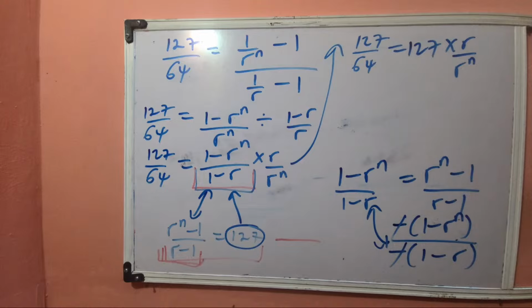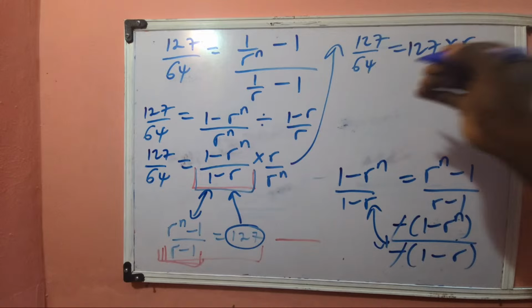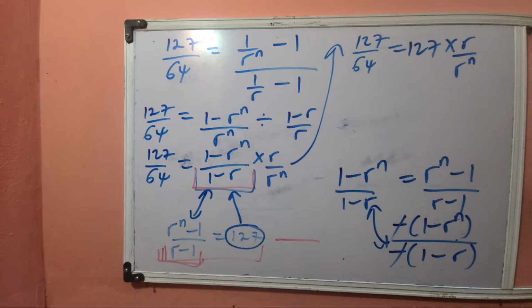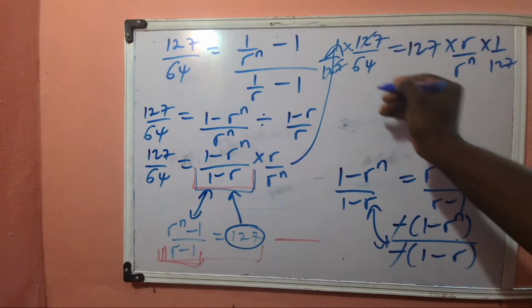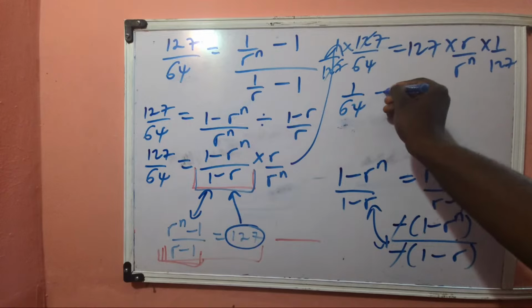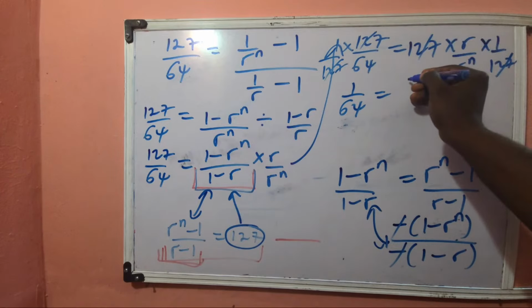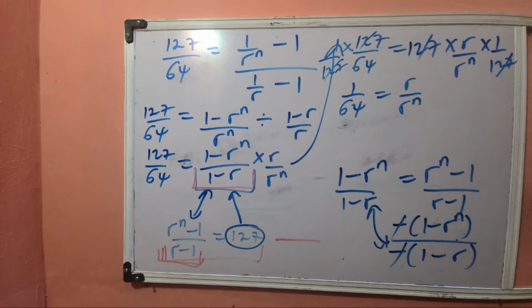I'm sure you know if you divide both sides now by 127, that's multiplying by 1 over 127. 127 cancels 127, you'll be left with 1 over 64 equals, this cancels this, you'll be left with r over r raised to power n.